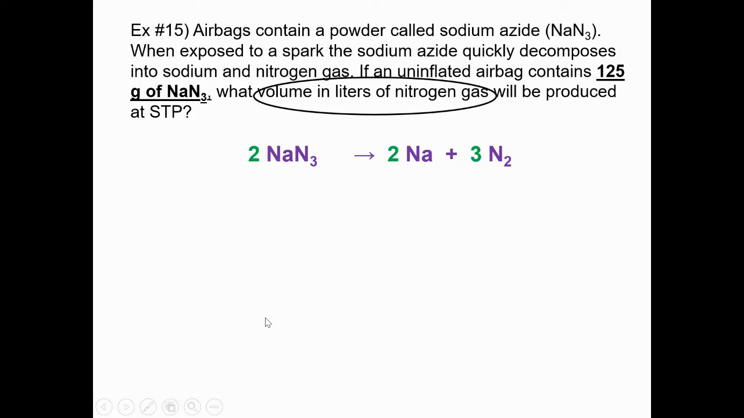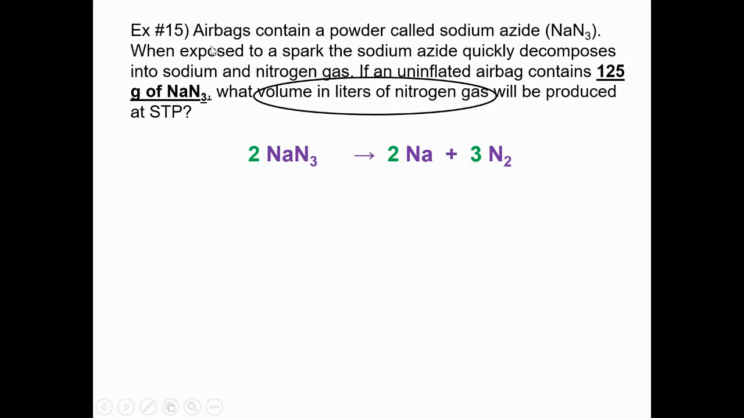Here is a second example. This is a very real life situation. The airbags in your car that you're driving, you might have passenger, driver, side airbags, whatever. When you get in an accident, there's not a little compressed gas sitting under your hood that suddenly inflates those bags. It's actually a chemical reaction that instantaneously produces a gas.